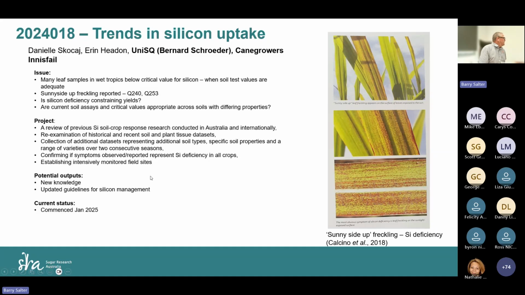So we're trying to figure out, is this a real issue? What's going on? I suppose we're wondering whether it's a silicon uptake problem, as opposed to a supply problem. So again, that's a project that's underway, and we're hoping to resolve what might be going on there.